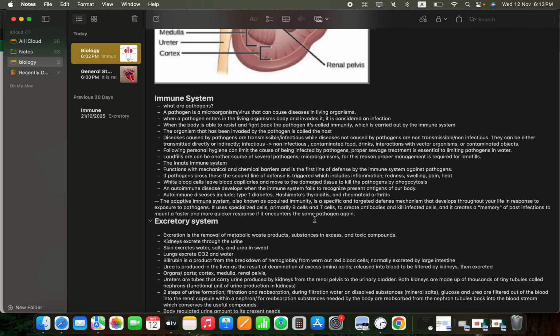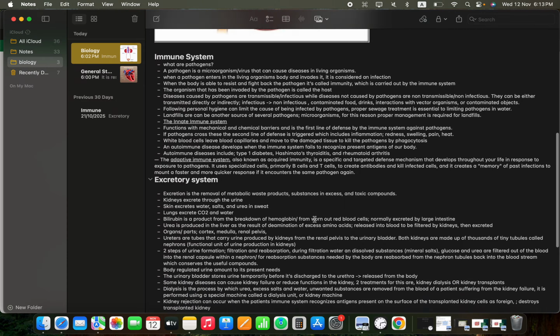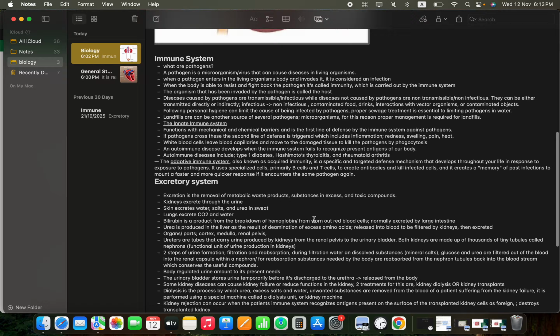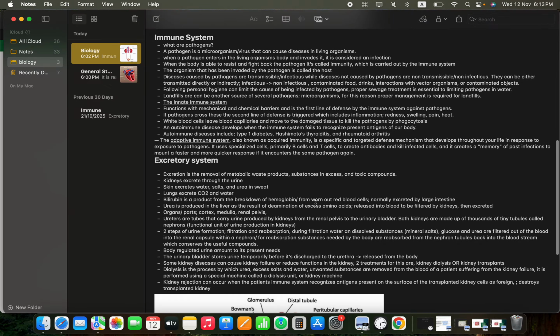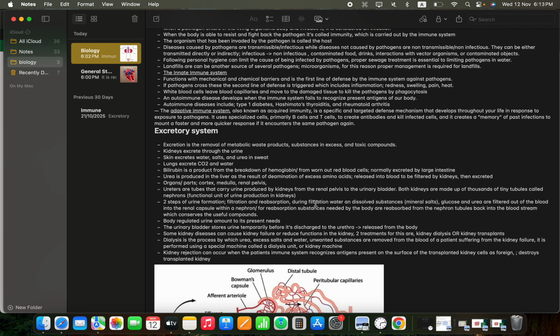Say if you get sick, your body fights it. Now if you're given a vaccine, or if your body is able to recover from it, it's going to be able to recognize it the next time you're attacked by the same pathogen, and it'll be able to respond quicker and engulf the pathogen. That's it for the immune system. It's pretty straightforward. Then we have the excretory system.